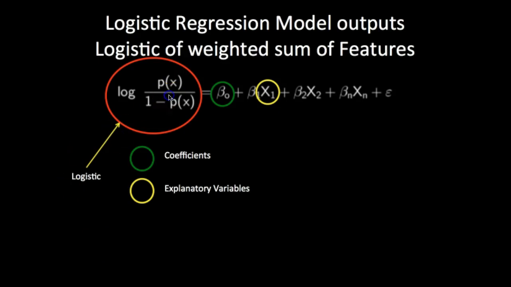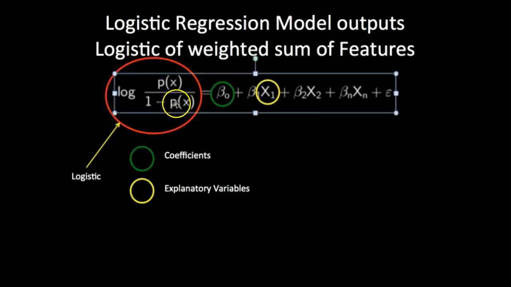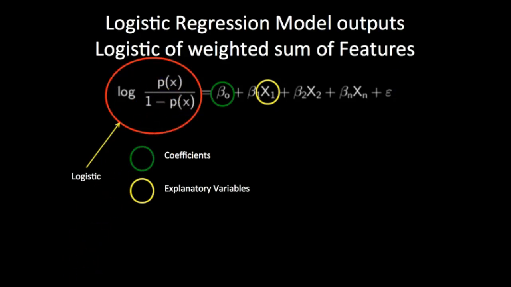The left side of the equation is called the logistic. P of x over 1 minus P of x is the odds ratio. That is the probability of a positive event over the probability of a negative event.